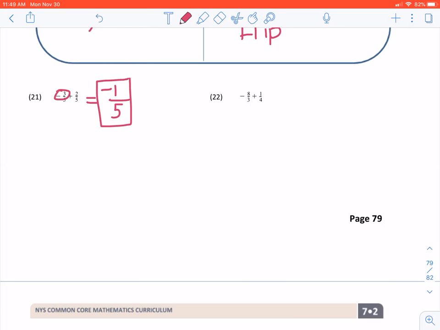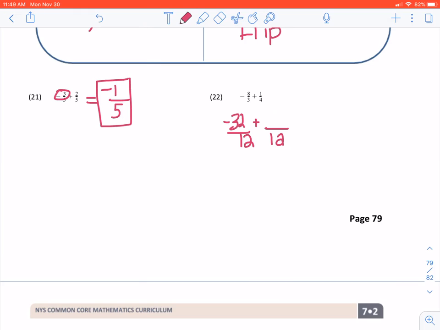Now number 22 we are adding again, but we do not have a common denominator, so I'm going to make that common denominator. So 12 is our common denominator. So for the first fraction to get 12, I need to multiply by 4. So I'm going to multiply the top number by 4, which is 32. Now I'm just going to keep that negative sign.